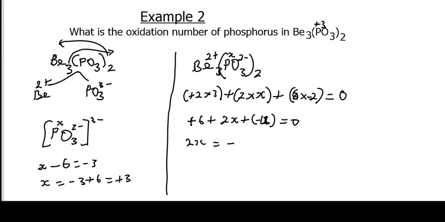So we can now collect like terms. 2x, if minus 12 crosses to the other side, it becomes plus 12. Plus 6 crosses, it becomes minus 6. So this gives us 2x equals plus 6. Now making x the subject of the formula, 2x equals plus 6. Divide both sides by the coefficient of x, which is 2. That gives us x equals plus 3. So the compound can be called beryllium tri-oxophosphate(III) salt.